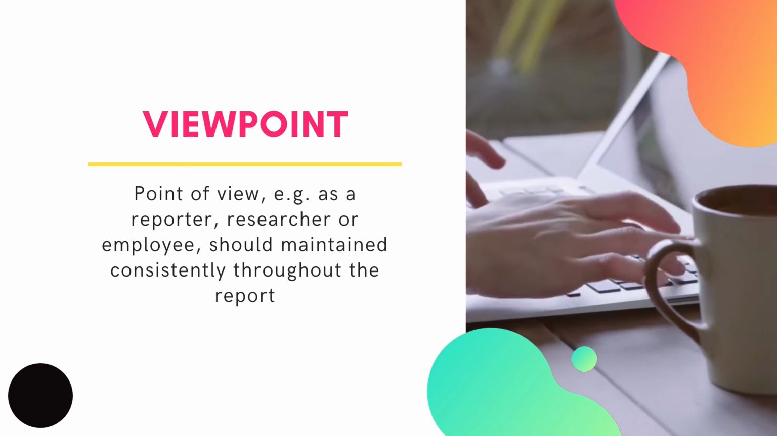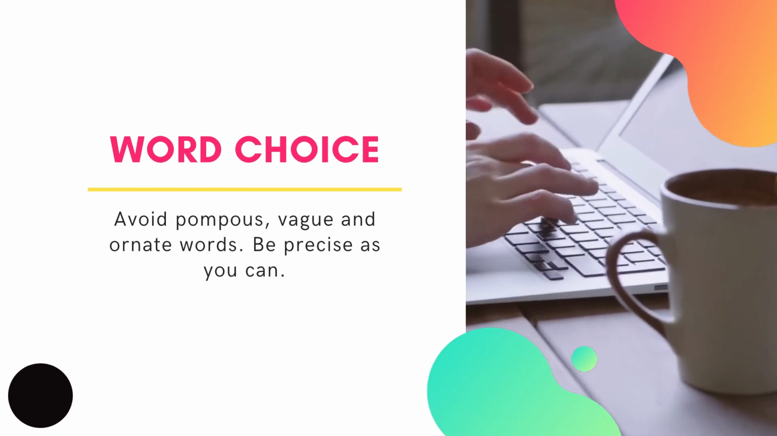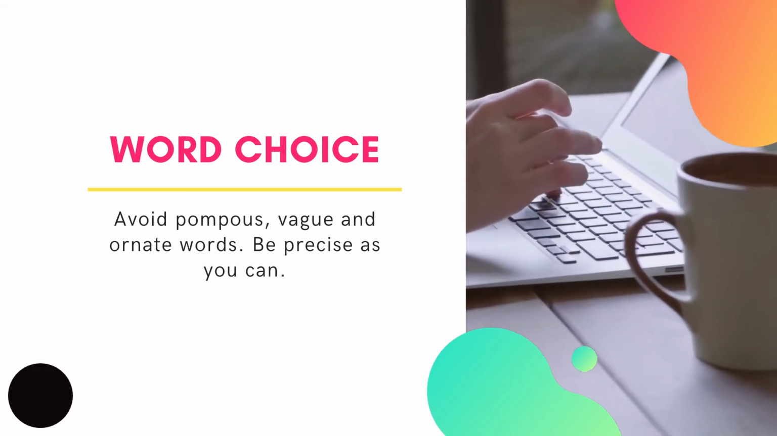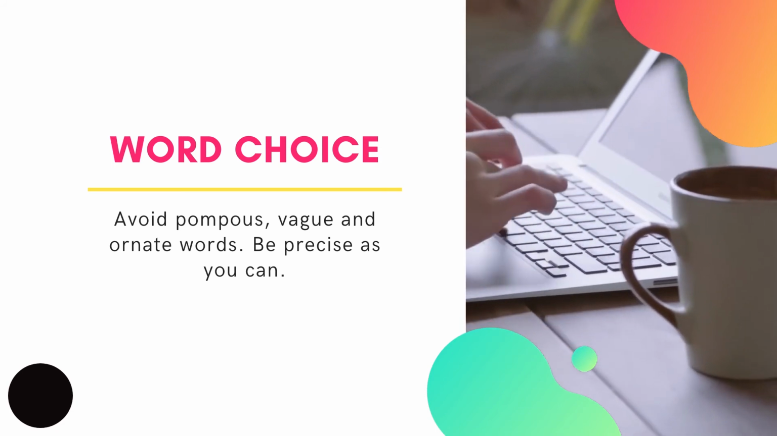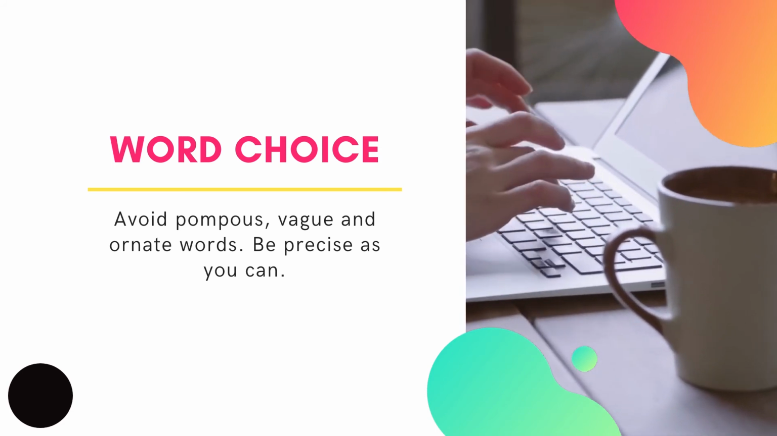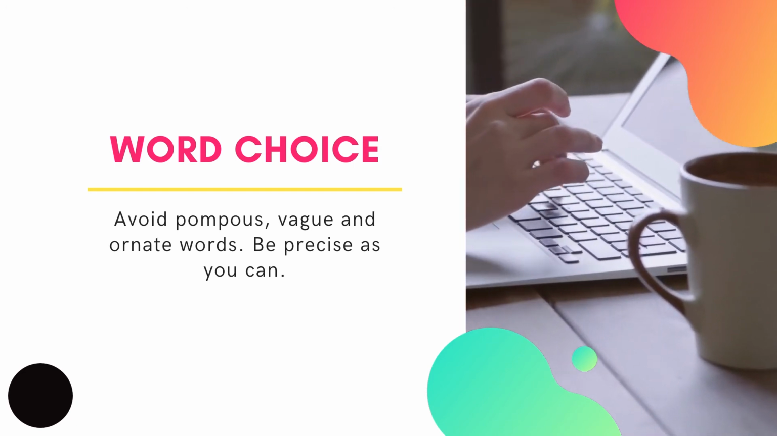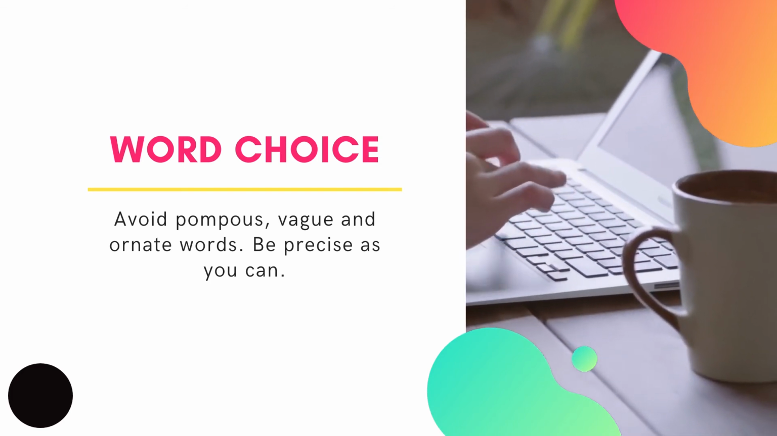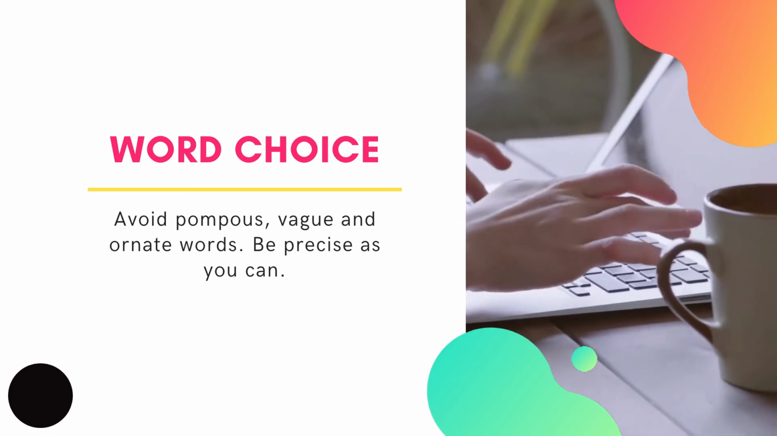Okay, next we have W for word choice. So avoid pompous, vague, and ornate words. Be as precise as you can. When we say vague, you avoid inappropriate words. Hindi siya nakakalito and hindi siya mahirap intindihin. You have to write in layman's terms. When we say layman's terms, yung madaling intindihin ng mga tao. Okay? Yung hindi na sila kailangan mag-dictionary para lang maintindihan yung sinasabi.